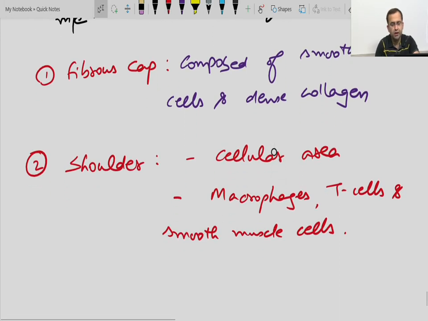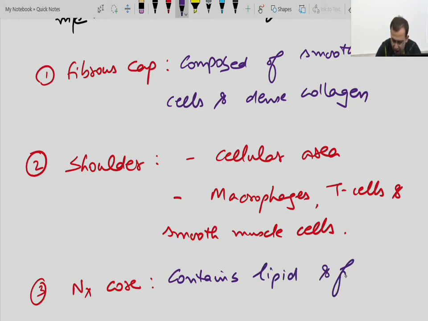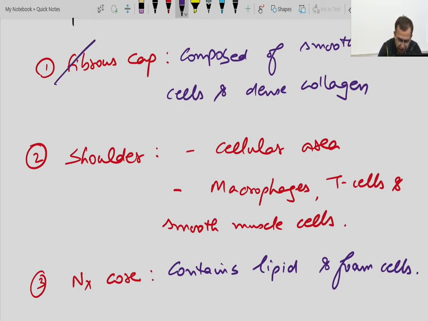So microscopically it has the fibrous cap, the shoulder area, and the last is the necrotic core, which contains lipid and foam cells. The cholesterol clefts, or the cleft-like spaces, were cholesterol. So 3 areas microscopically: fibrous cap, shoulder, and necrotic core.